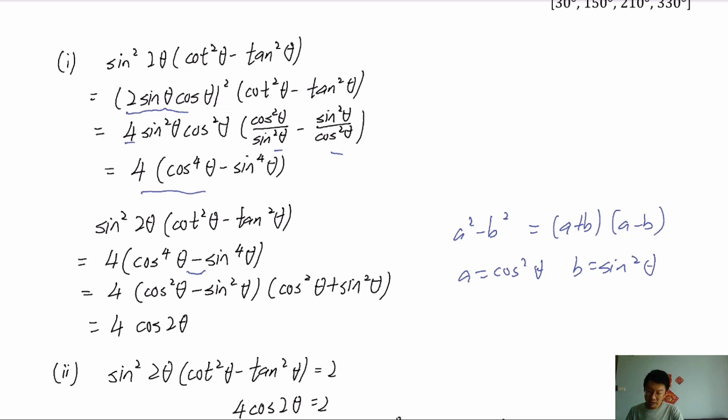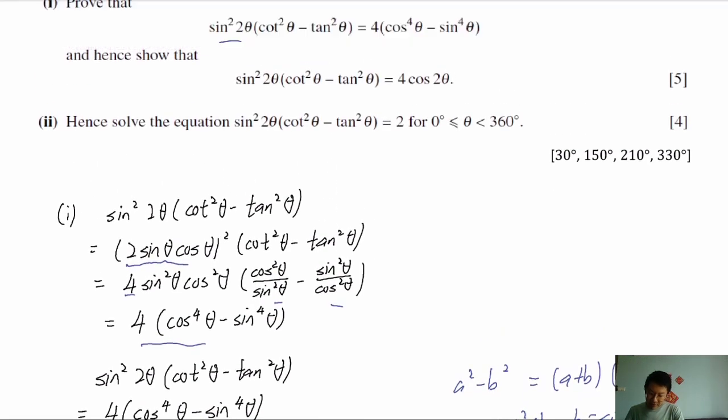Okay, so how do we actually factorize this? Once we factorize this, we will get one term, which is cos squared theta plus sine squared theta. This one is very familiar, it is equal to 1. And for cos squared minus sine squared, it is just our double angle, so that would be our cos 2 theta. Okay, so this is how we prove the first part.